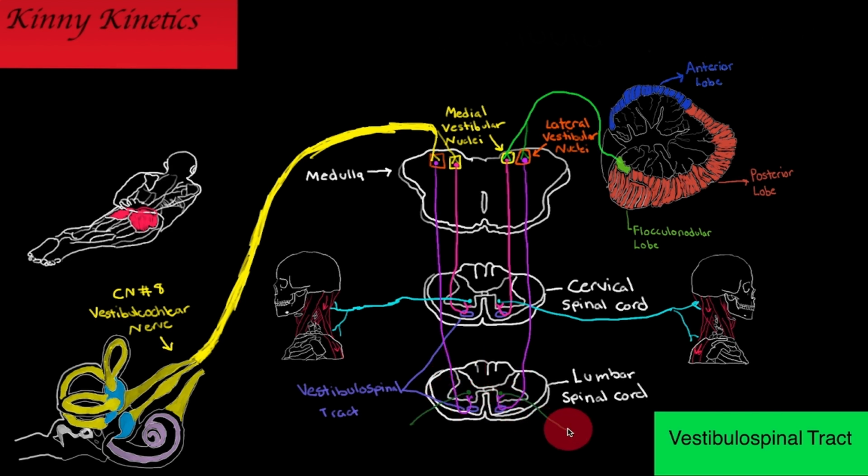Here the motor neurons will activate the extensor and postural muscles of the extremities and back, such as the gluteus maximus, hamstrings, and erector spinae.